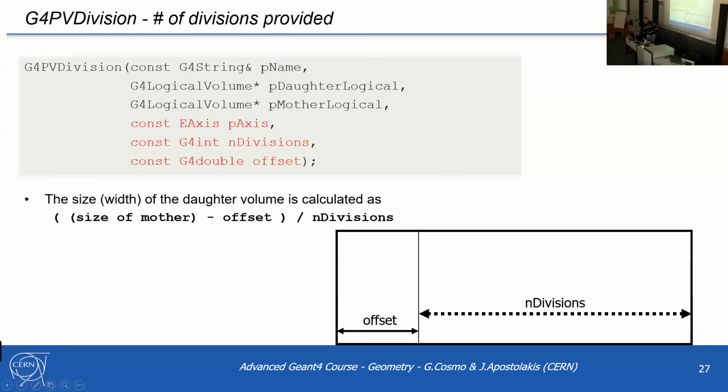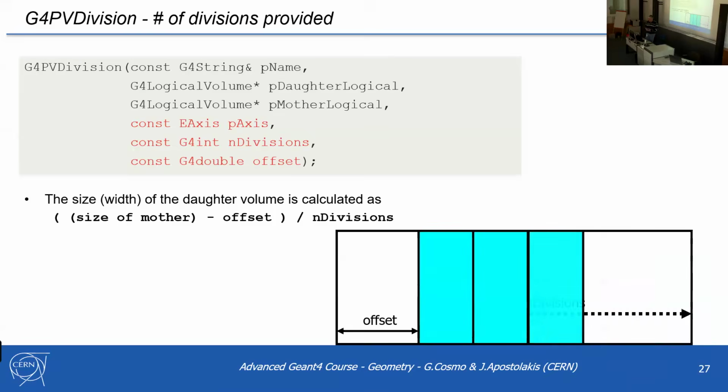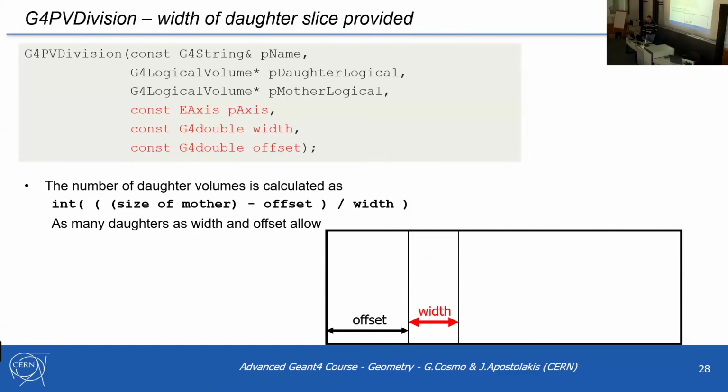Okay, I lost the cursor. Okay, so in this case, you see that you define the offset, and then the size of each daughter volume is calculated with this formula. And what will happen is that the system will then calculate automatically how many slices will go into your mother. The other construct foresees that you define the axis, the width of the slice, and the offset from the mother. And in this case, the number of daughter volumes is calculated with this formula.